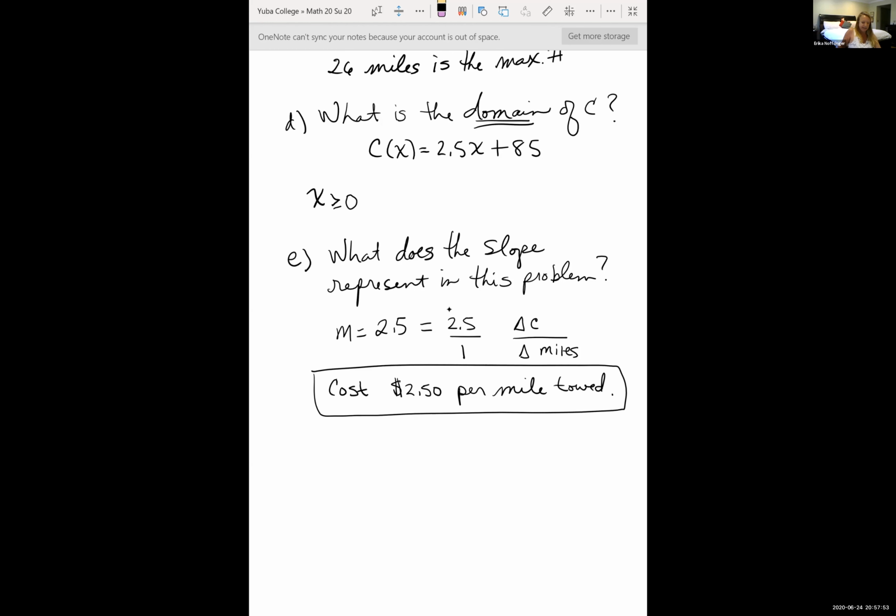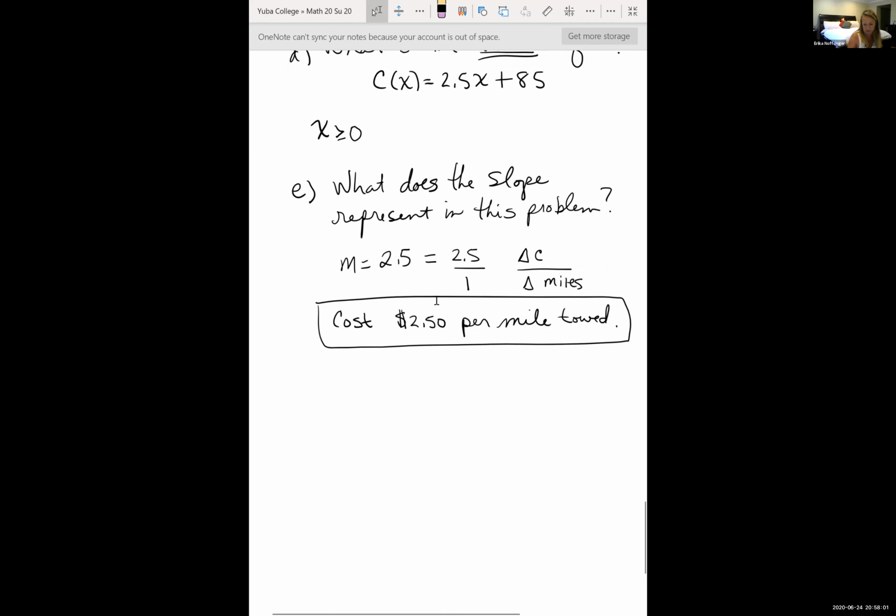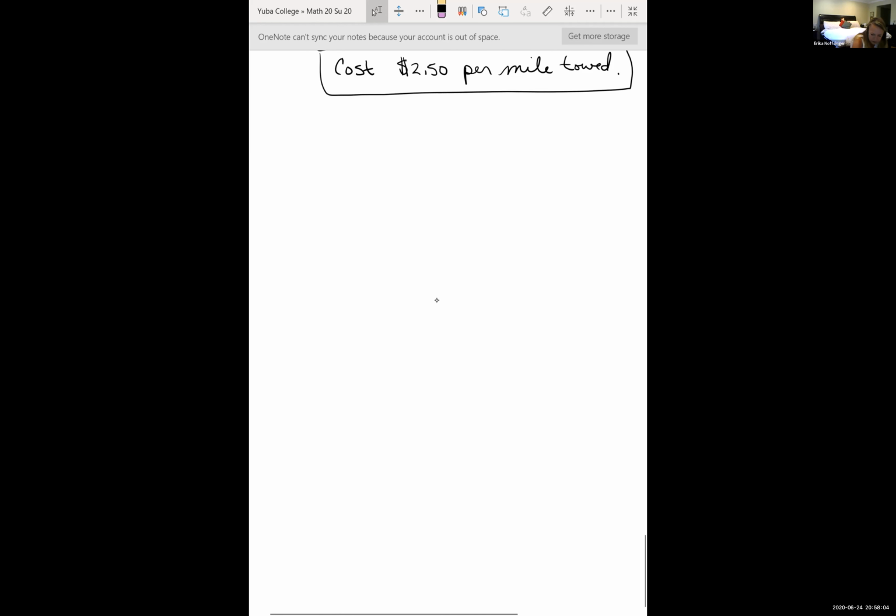Okay, so that is, let me do one more, a supply and a demand problem. And then we'll see about a break or going on to the next section.